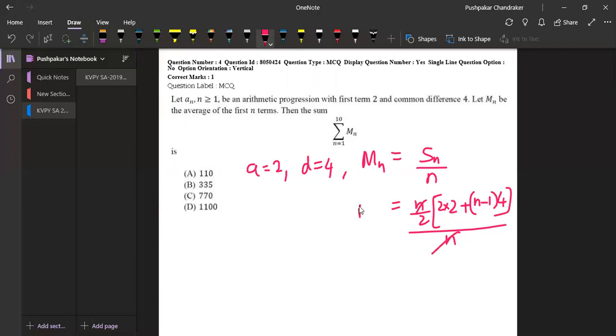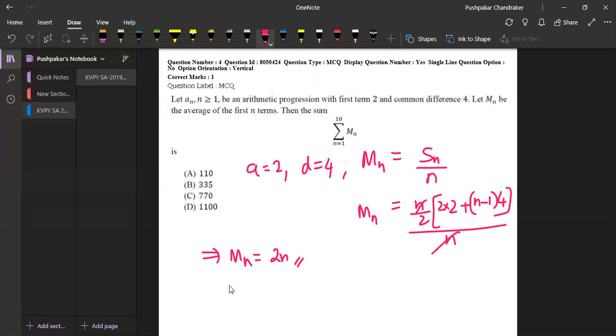So you are getting Mn equals, you can divide by 2 also. If you do so, you'll get 2n. You can verify it. Here 4, here 4n minus 4, 4 minus 4 gets cancelled. 4n by 2 is 2n.